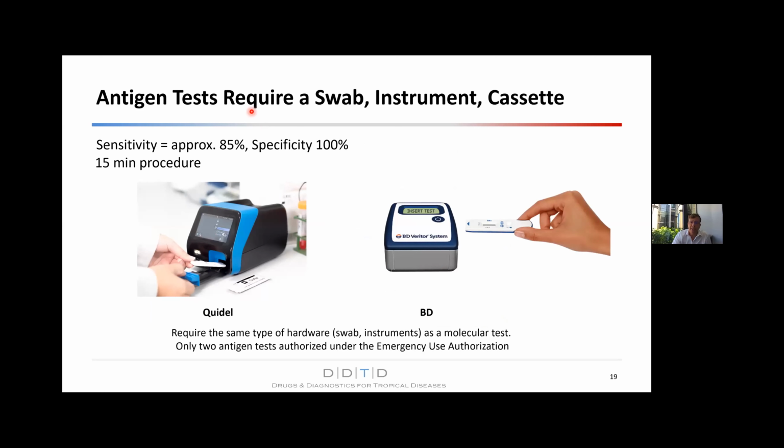The antigen tests also require a swab. They also require an instrument, and instead of requiring a cartridge, they require a cassette like this one. The sensitivity is about 85% and the specificity around 100%. And it takes about 15 minutes to read a test. As far as I know, there's only 2 devices that have been authorized by the Food and Drug Administration, and it's one made by Quidel here in town in San Diego, and one made by BD Biosciences.